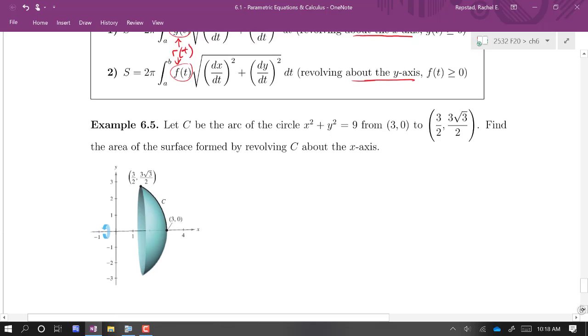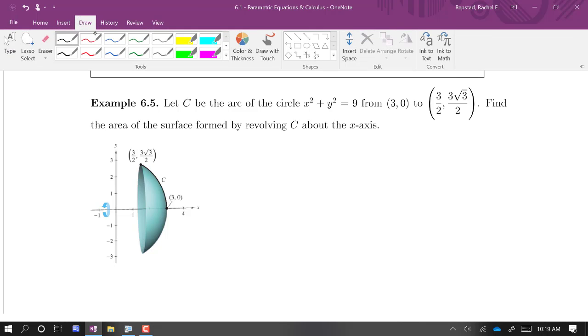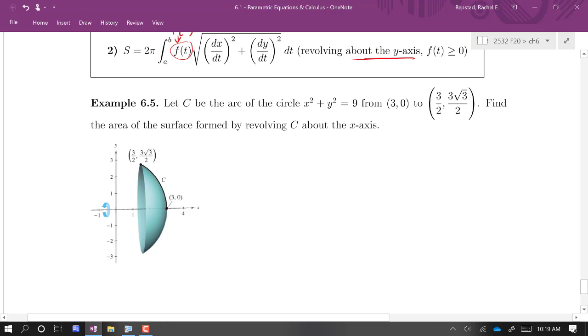So let's do an example. We're going to let C be the arc of the circle x squared plus y squared equals 9. So there they've given us a rectangular equation, x squared plus y squared equals 9, from (3, 0) to (3/2, 3 root 3 over 2). So this is the curve. We want to find the area of the surface formed by revolving this curve about the x-axis.